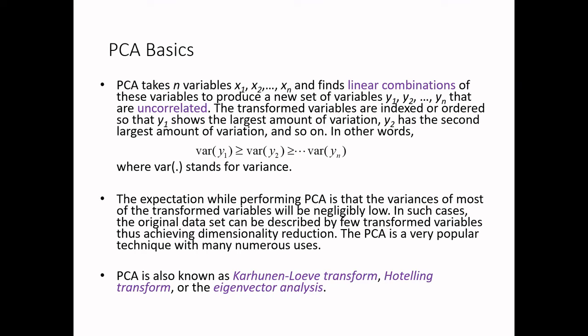So that's the reason. You keep only the top few variables which account for most of the variability in your data, and you throw away the rest because they account only for a very small amount of variability in the data, and consequently, they are not likely to contribute much to your model. So that's the basic idea of PCA. PCA is also known as KL transform or Karhunen-Loeve transform. It is also known as Hotelling transform or eigenvector analysis. These are all different names for the same thing.